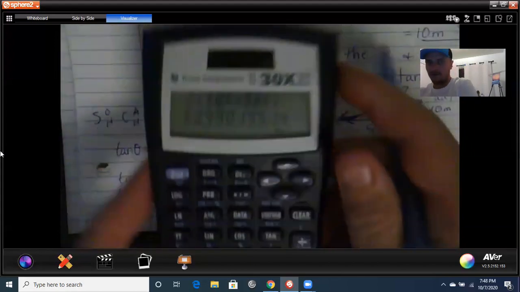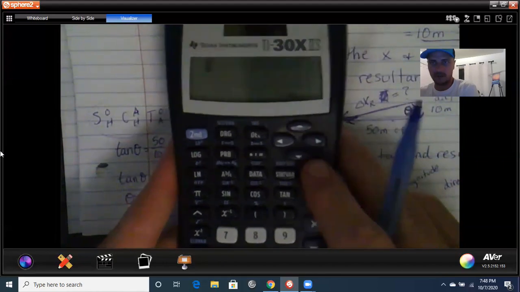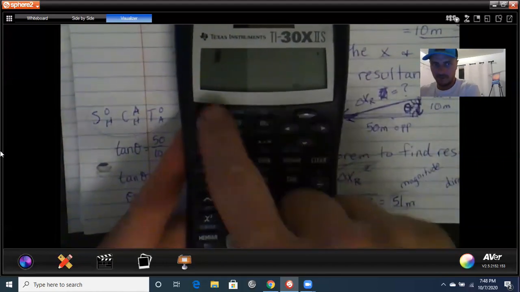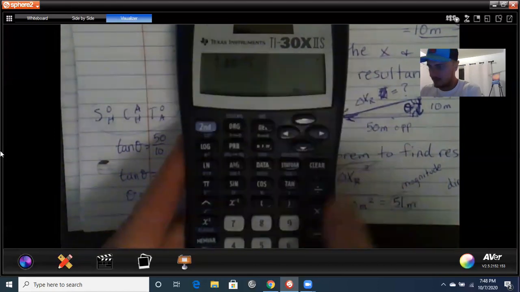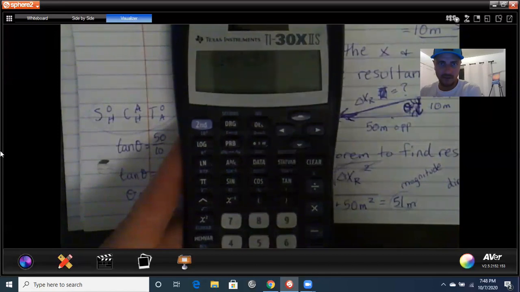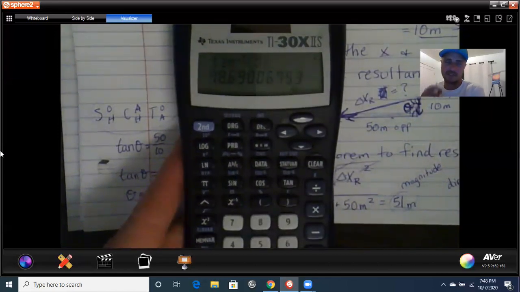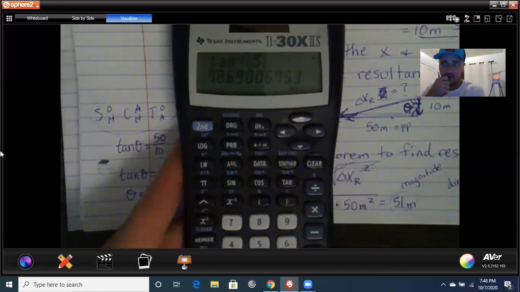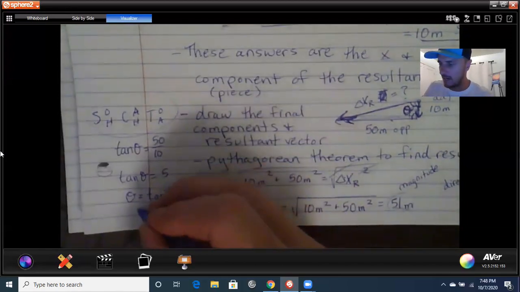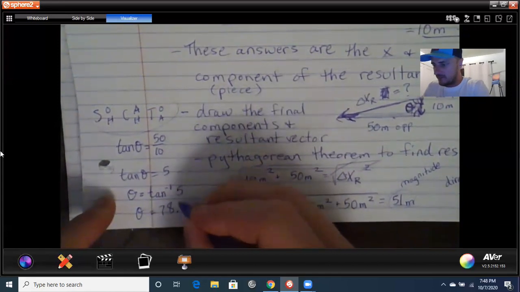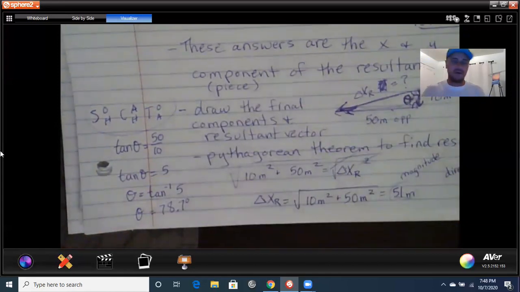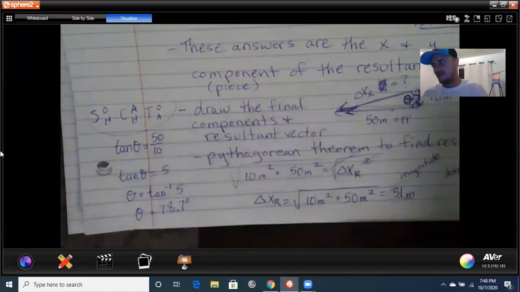And on your calculator, almost done with this problem, guys. Hang in there. You have second tan, see the little tan with the -1, 5, and you end up getting, there it is, 78.7 roughly, right? 78.7. So my angle theta is 78.7 degrees.